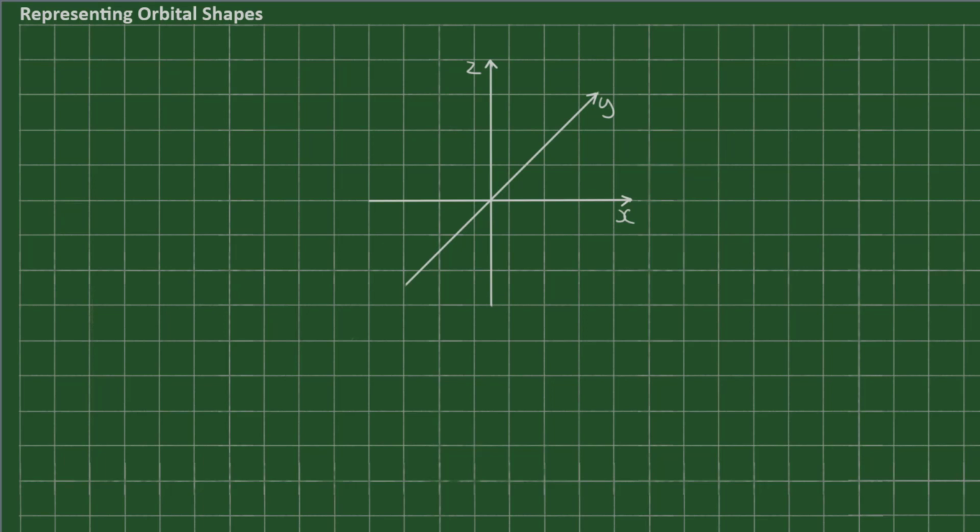So let's start with an s orbital. What does it look like? Well, we are in luck here. The s orbital is spherical. So this fuzzy red sphere represents the s orbital, and it describes a volume where there is a 90% chance of finding an electron.